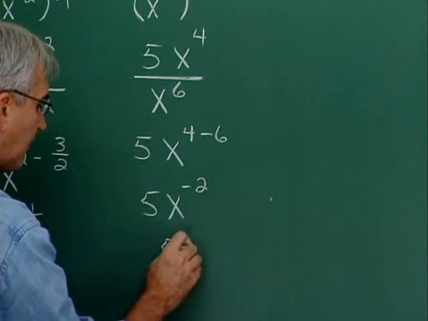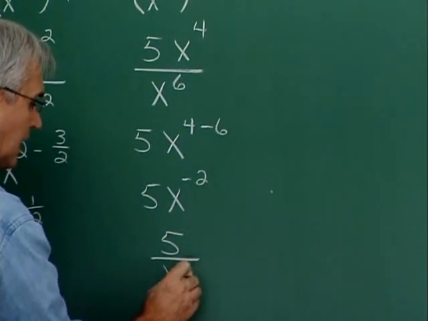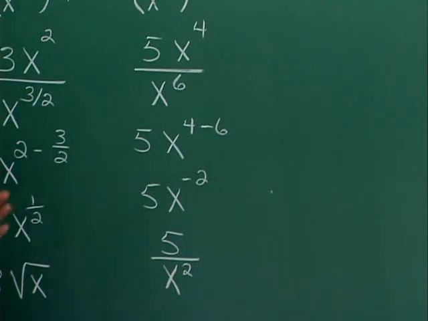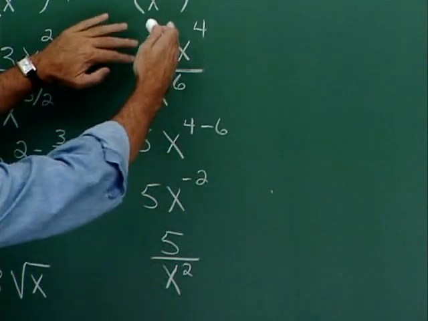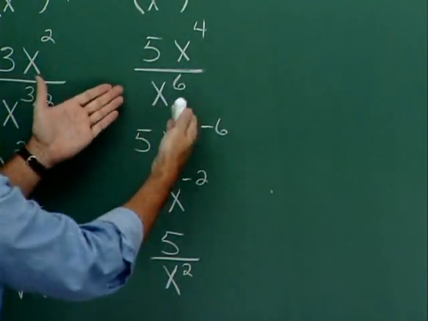So we would write this as 5 over x squared. Now another way to approach the problem, and remember the answer is 5 over x squared, let's go back up here. We could resolve the situation right here.